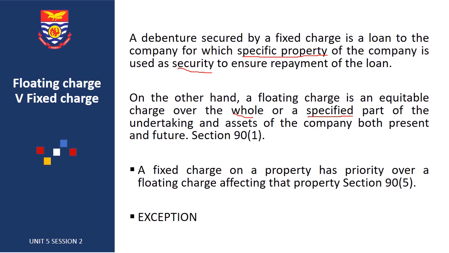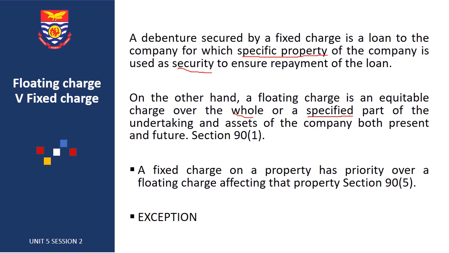future. In terms of priority, a fixed charge always has priority over a floating charge affecting the same property. So if you have one property, maybe a building, on which a fixed charge has been created and a floating charge has been created, the one with the fixed charge will have priority over the floating charge holder. It means that when it is due for payment, the one with the fixed charge will be paid first in respect of the same assets. When there are two fixed charges, the first in time prevails. When there are two floating charges, the first in time prevails.